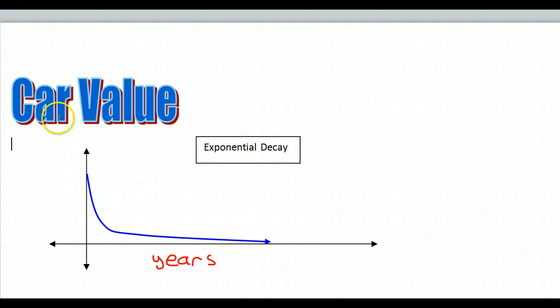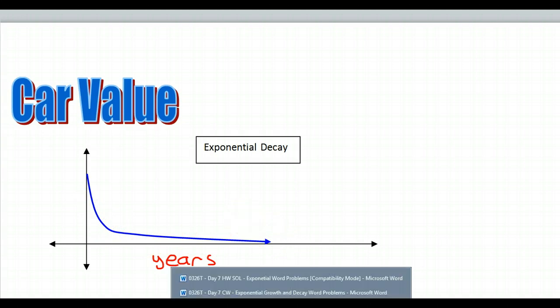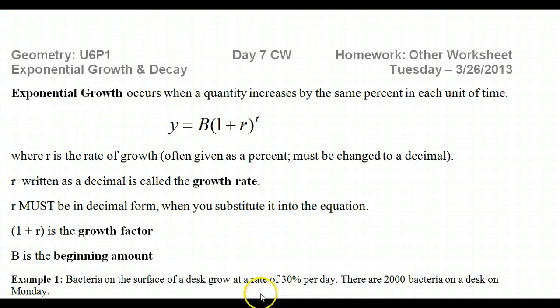And there are many things that work like car value where they decrease. Unfortunately, the endangered species, when the populations are declining, they can decline exponentially over the years. All right, so we have exponential growth and exponential decay. Each of those have their own formula that's very simple and similar. For exponential growth, this would be the formula for exponential growth.